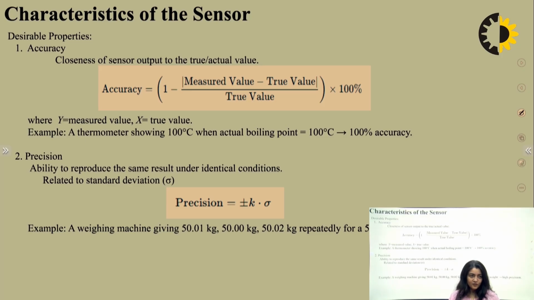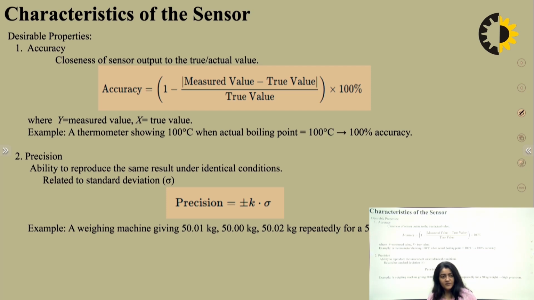Whatever the theoretical method you have come across, it is the actual value, and whatever you concluded by the experimental procedure is a measured value. The measured value minus the true value upon the true value is known as the error, or percentage of error. Accuracy is 1 minus that, how accurate your sensor is. For example, a thermometer showing 100 degrees when the actual boiling point is 100 degrees is 100% accuracy.